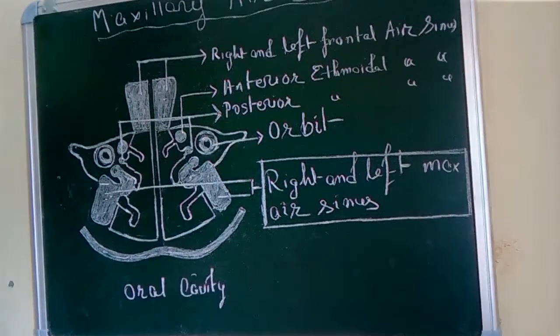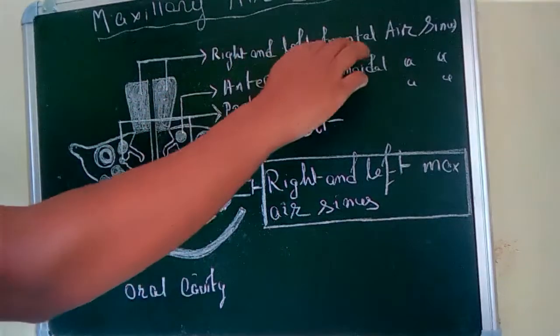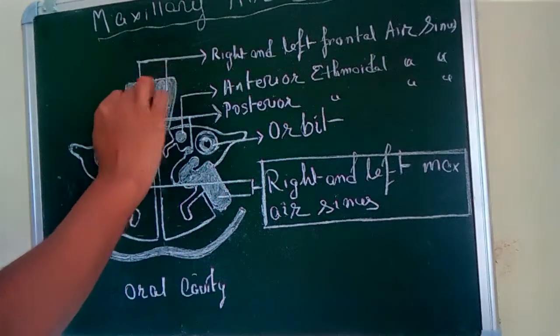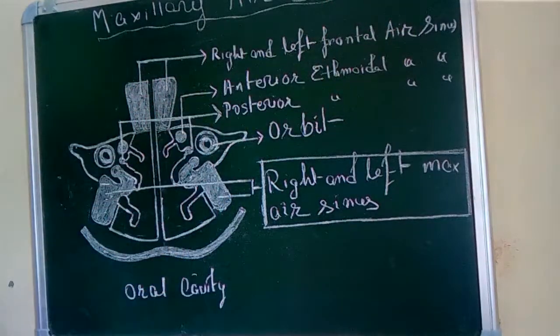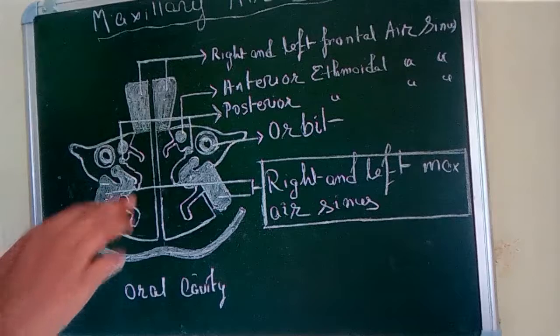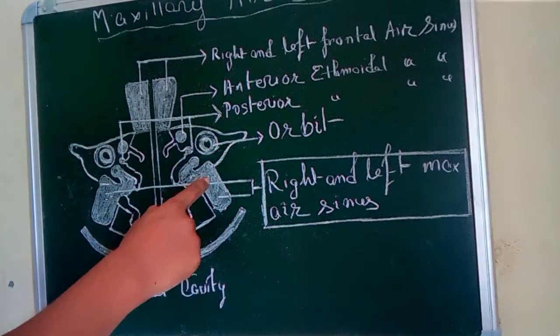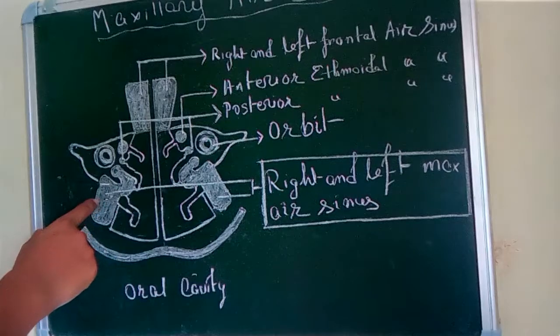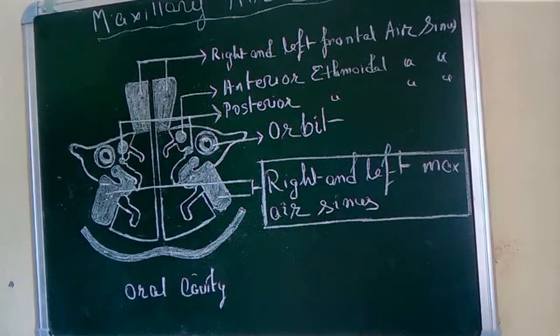So there are a total of 4 paranasal air sinuses. Number 1, that is the frontal air sinus. This is the right, and this is the left frontal air sinus. Then the maxillary air sinus. These are the maxillary air sinuses. This is the right maxillary air sinus, and this is the left maxillary air sinus.